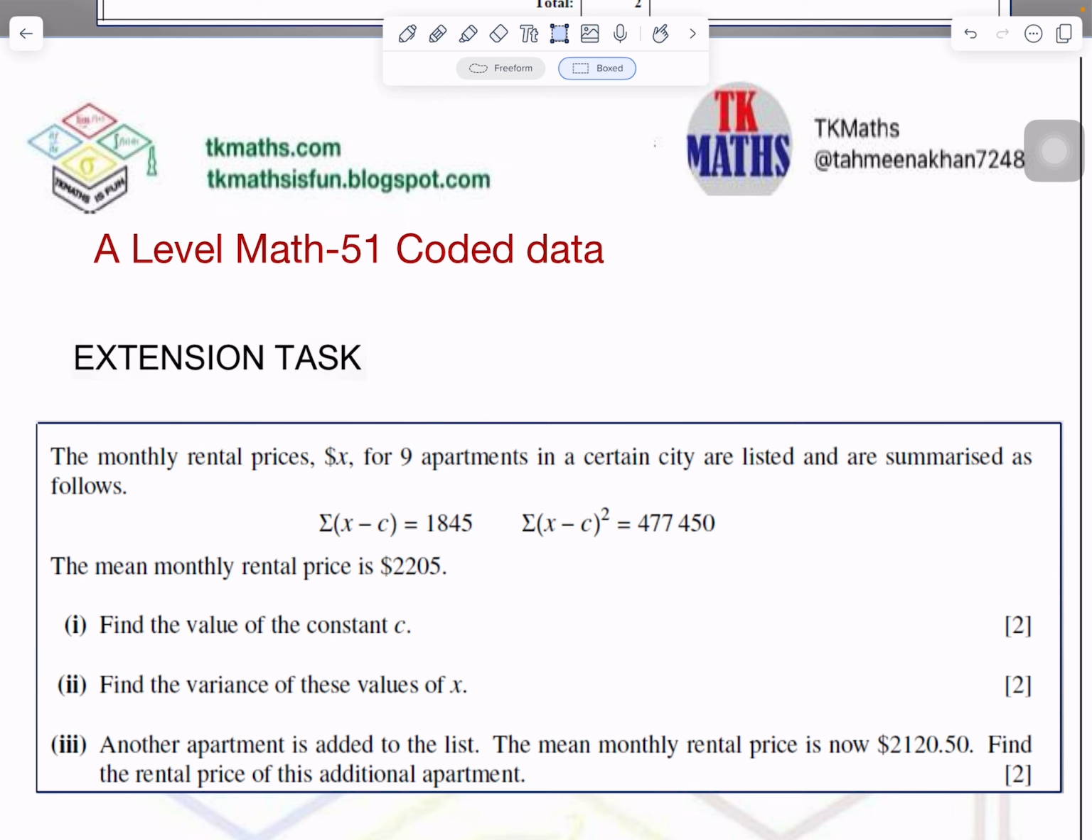In today's video, we will solve a question of A-level mathematics S1. Let me do a correction here. It is actually S1, and the topic is coded data. In the previous videos, I have already explained the reason and explanation of simple questions. So this video has two extension questions. One I'll explain and one I will give you to solve yourself, and I will show you the solution of it. So let's see this question.